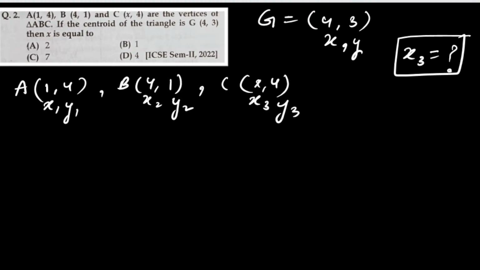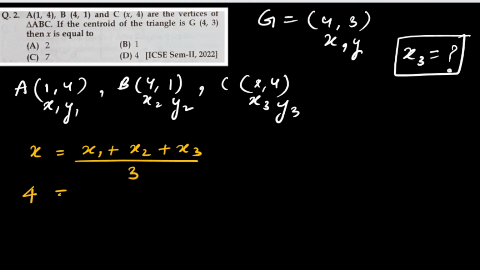Now here one of the x coordinates is missing, so we will use the x formula. So x is equal to, we know, x1 plus x2 plus x3 by 3. This x is given to us, the coordinate of the centroid, so this is equal to 4. So this x and the x of C are not the same. Don't get confused. C's x is x3.